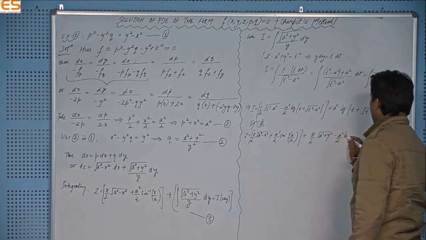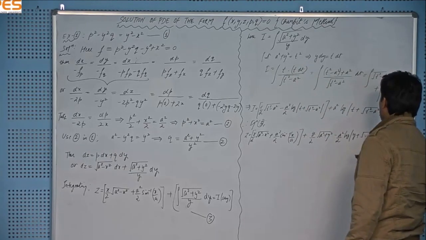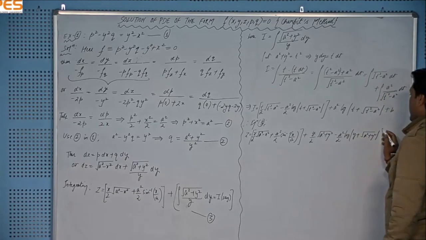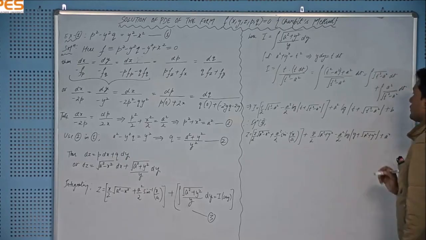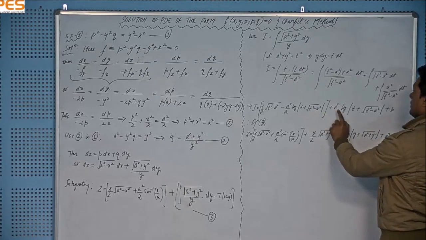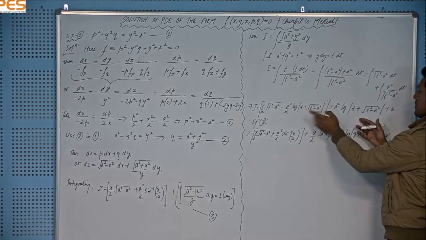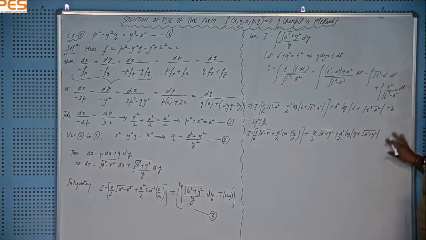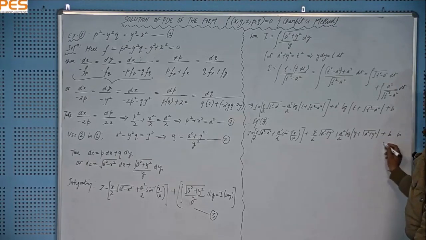Okay, and log of y plus the value of t, that will be root of a square plus y square, right? Okay, and plus a square, right? These two terms, if you add them, will produce a square upon 2, and let me write a square by 2 here, no need to write this again. Plus the constant of integration b. So this is the required solution.